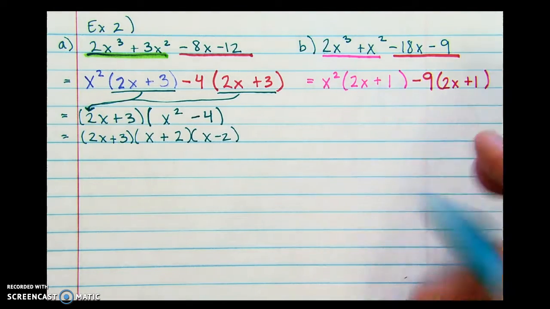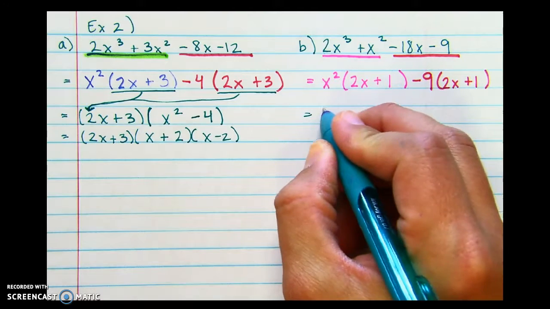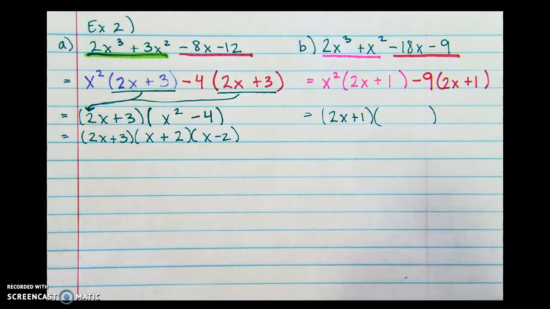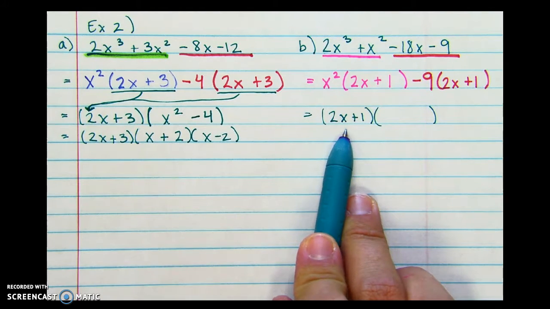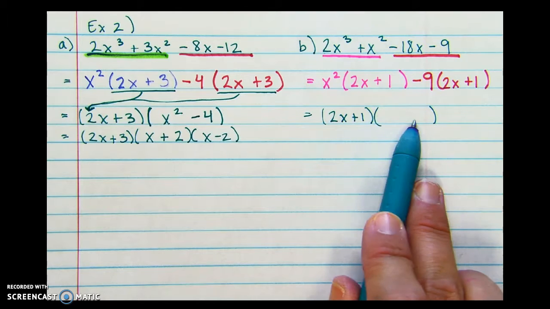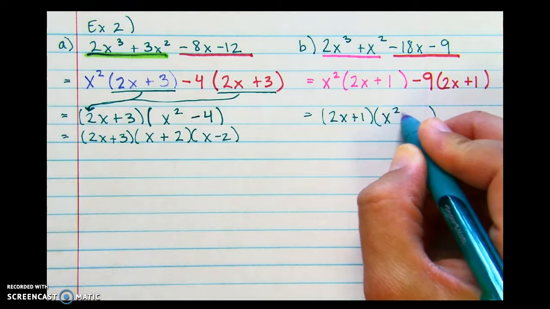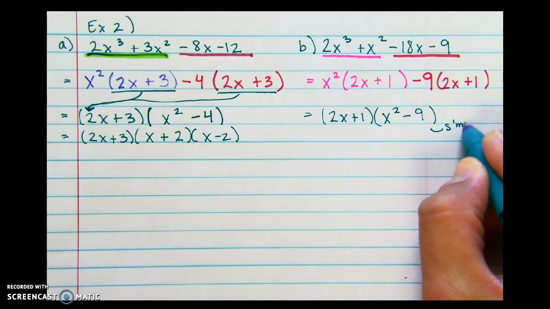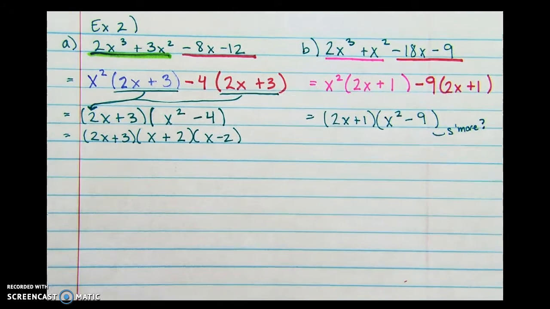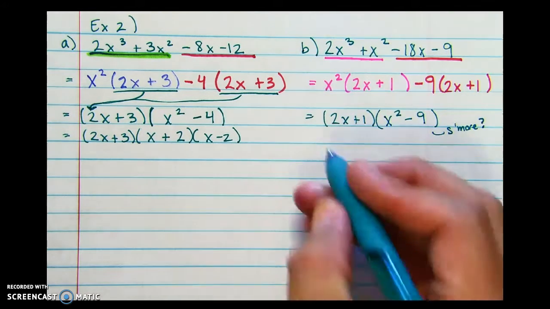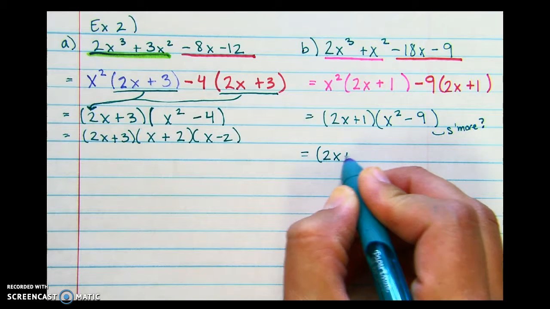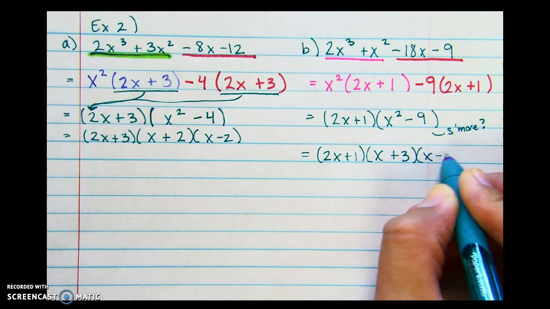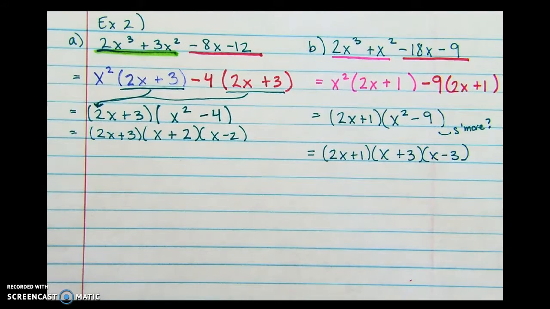Did we produce a common factor? Everyone say, write it in front. So the 2x plus 1 just goes in the front. And what's left? What are the leftovers? Can this be factored some more? Yeah? Okay, how can it be factored some more? Very good, very good. And that's it.